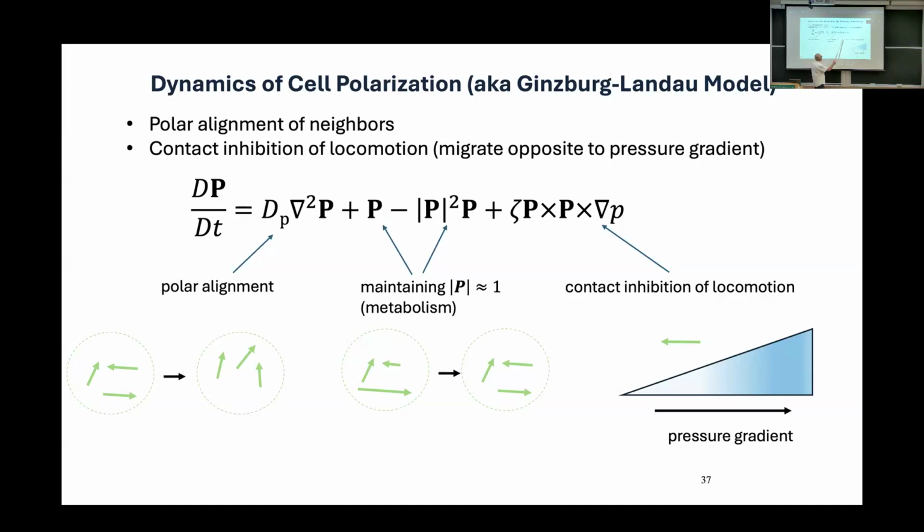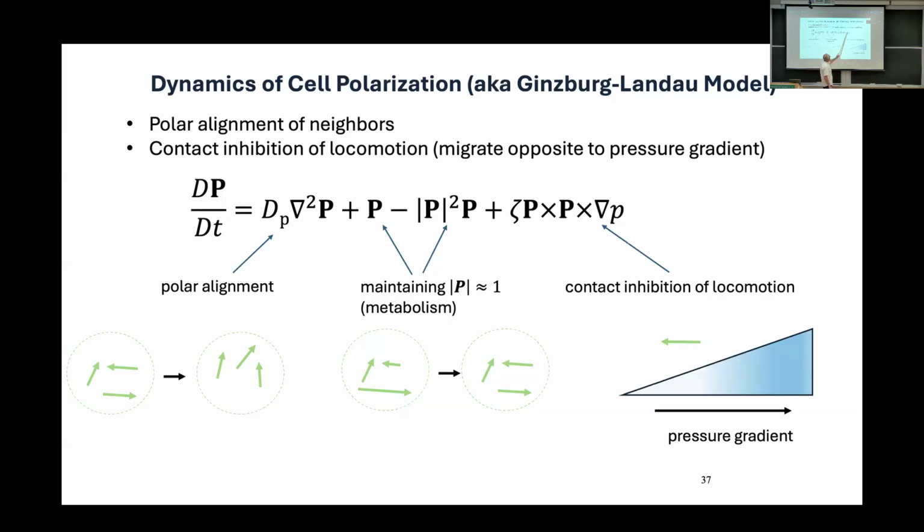And the last term couples to the pressure gradient. It accounts for the contact inhibition of locomotion. Basically, it says the following. If there is a gradient of pressure, the cell doesn't want to go this way. It wants to go the opposite way.